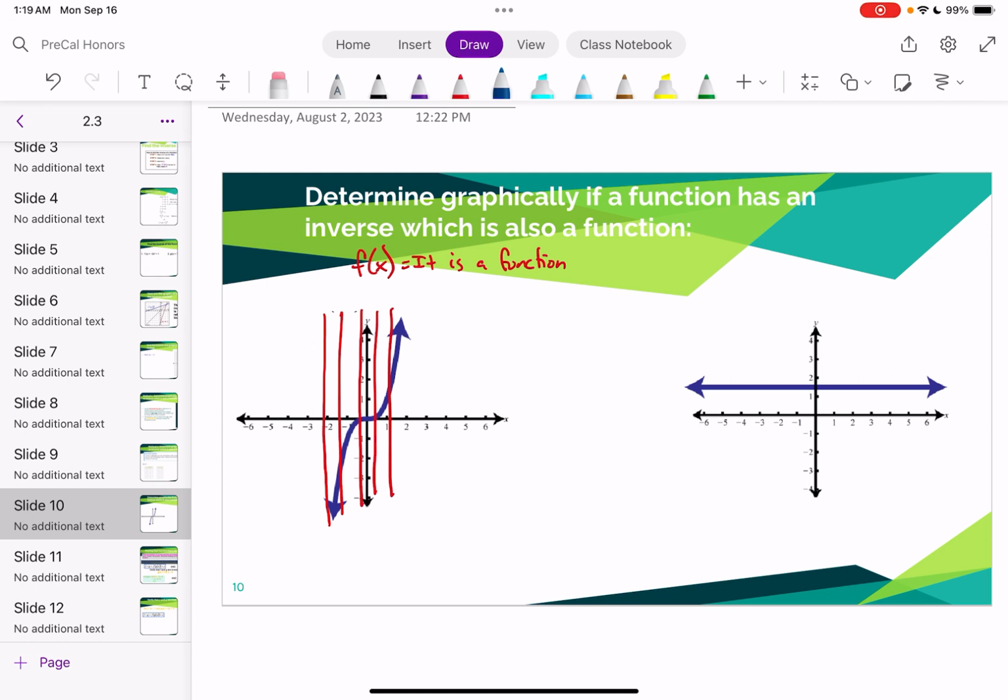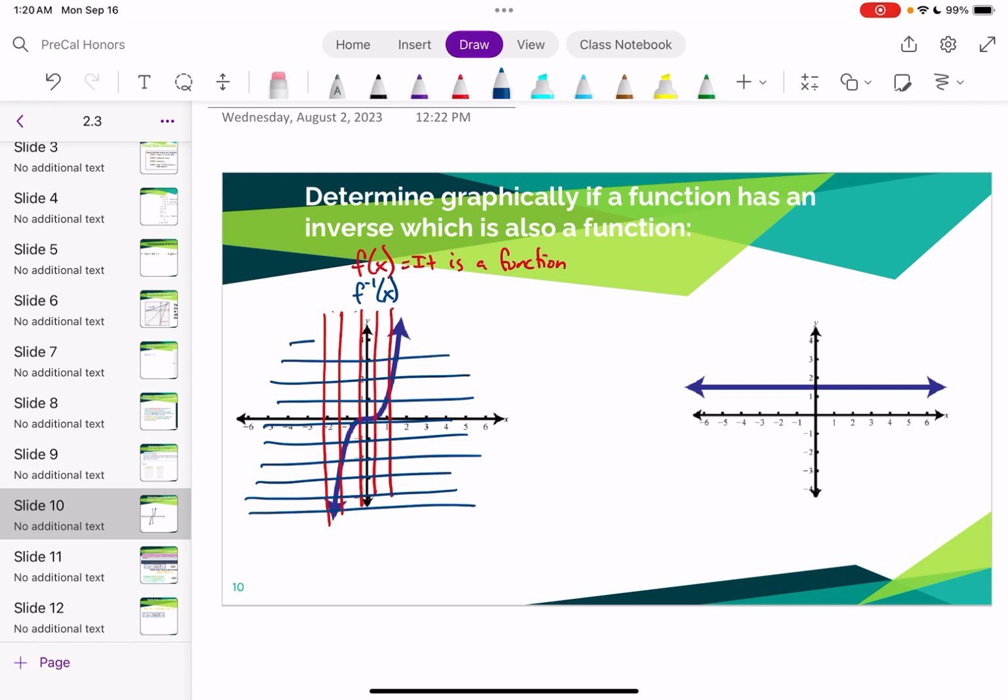If we were doing the inverse, we would have to go ahead and do a horizontal line test. As you can see, in both cases, they are both functions. Now, our function on the left-hand side is a function as its original function as well as the inverse.